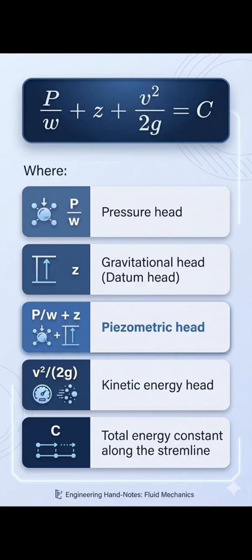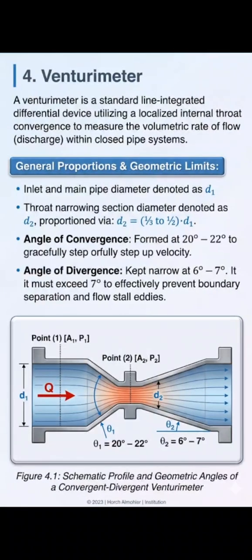p by w plus z plus v square by 2g is equal to C. p by w is the pressure head, z is the gravitational head, also called datum head, p by w plus z is the piezometric head, v square by 2g is the kinetic energy head, and C is the total energy constant along a streamline.